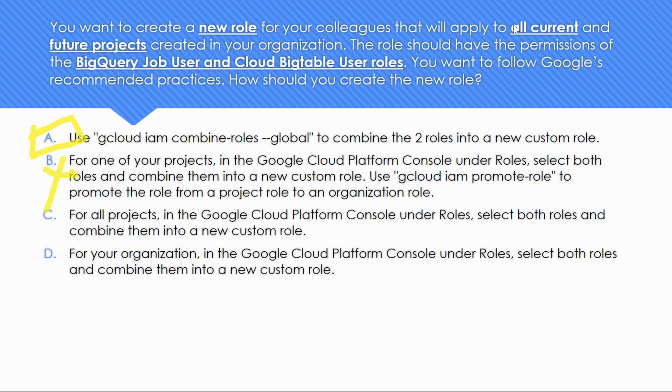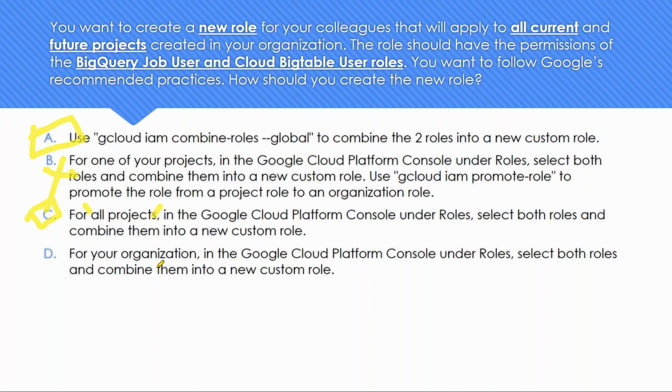Option C: all the projects in Google Cloud Platform Console under roles, select both the roles and combine them into a custom role. Good option. C looks also a good option. So this is the first scan I'm doing. I'm just playing a role as if I'm taking the exam. How do I do it? When I do the first scan, I take a few things and ignore a few things based on some stuff. C also looks good, but this word is a little tricky.